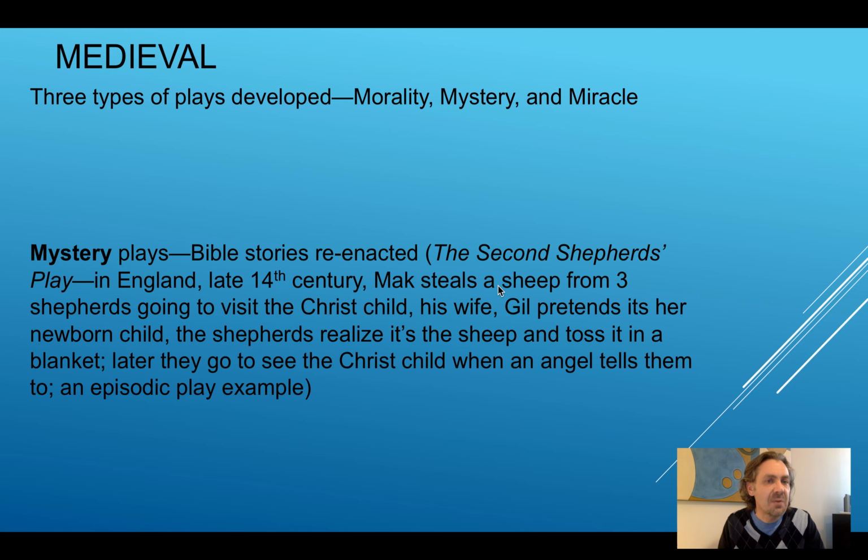Mystery plays were those that were developed based upon reenacting Bible stories. So in England, we have the play The Second Shepherd's Play, which was written around the late 14th century, so during the 1300s. And during this play, the character Mac steals a sheep from three shepherds who happen to be going to visit the Christ child. Mac's wife, Gill, then pretends that this sheep is her newborn child. The shepherds realize eventually it's the sheep and toss it in a blanket. And later, they go to see the Christ child when an angel tells them to. The Second Shepherd's Play is an episodic play example.